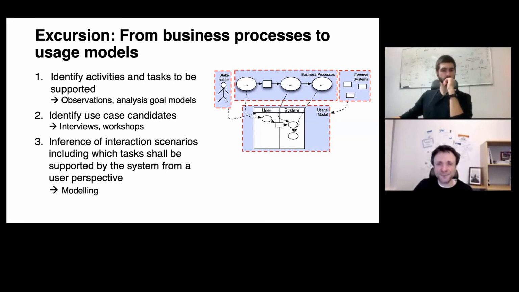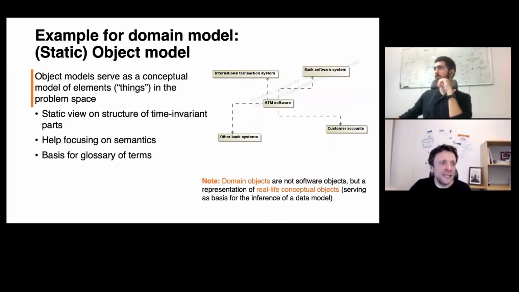Okay. Now let's focus, at least briefly, on the static perspective. The static perspective is represented by an object model that serves as a conceptual model of the elements, the things that are important in my problem space, the things that have a certain relevance to the business domain, for example. Let's stay at the example of the banking sector.